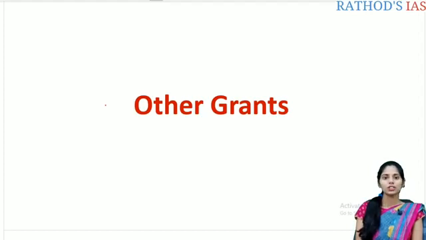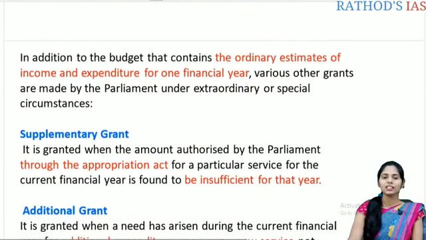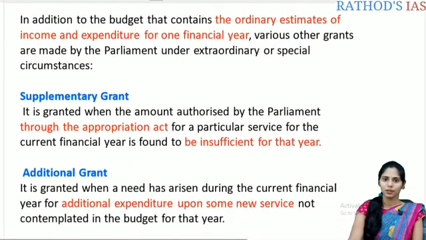The first one is the Consolidated Fund of India. The next one is the Public Accounts of India. And the next one is the Contingency Fund. So let us see them one by one in great detail. And these are very important from the prelims point of view.